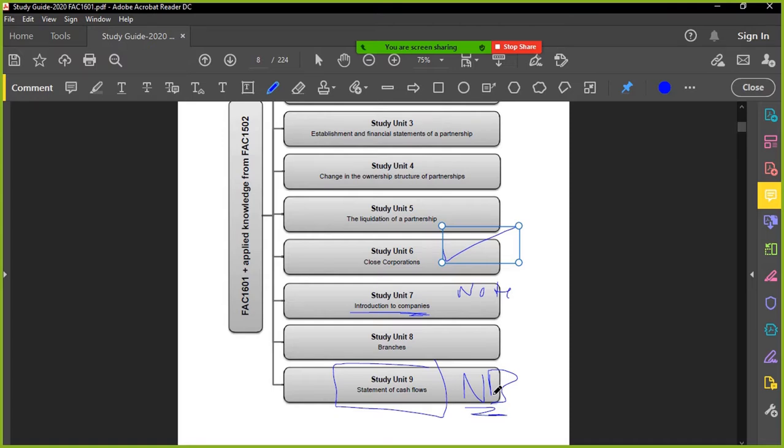So by the end of October, we would definitely have finished all the content, and then it's literally just past paper, past paper, past paper until the end.